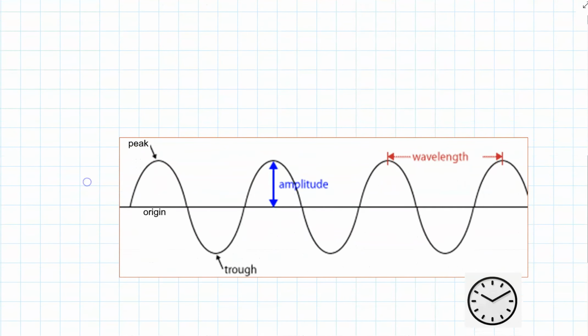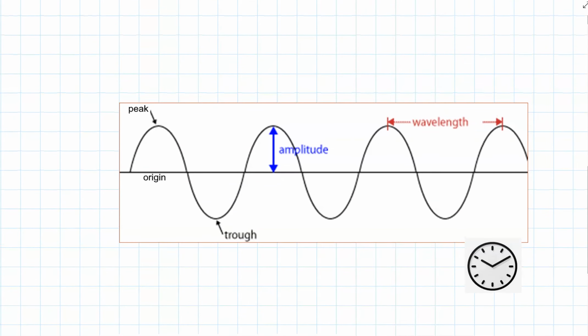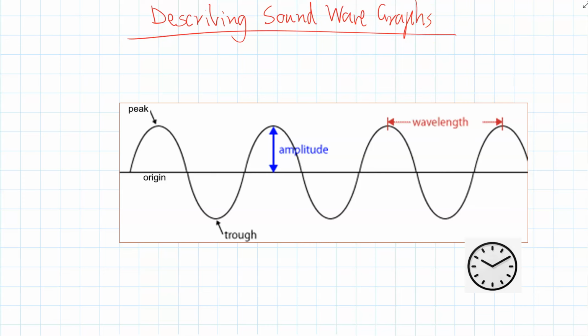Okay, the next thing is we need to be able to describe these different words to do with the sound wave graph. So the three words are amplitude, wavelength, and frequency, which I'll put down here. And all these words describe a sound, and they tell us how loud it is, and they tell us the pitch. So they relate to what type of sound actually is it.